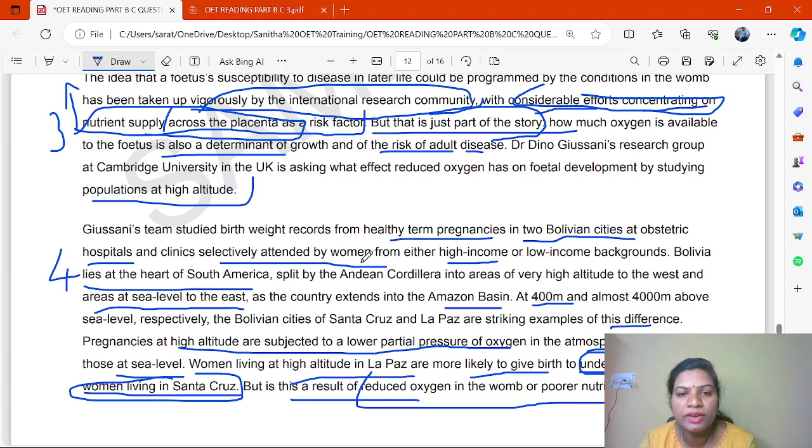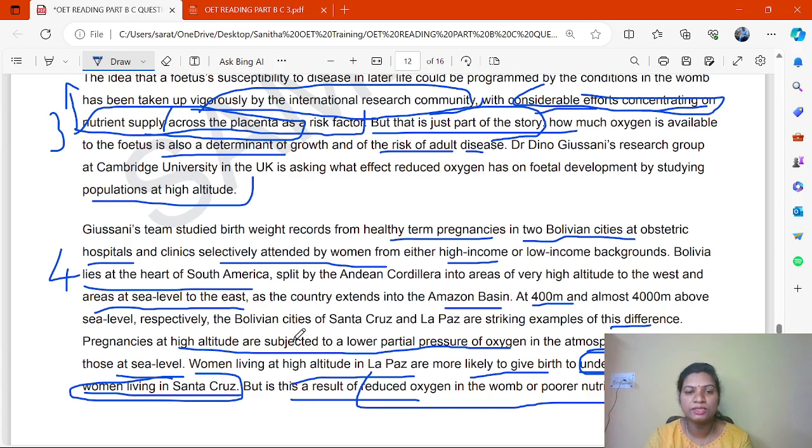Gusani's team studied birth weight records from healthy term pregnancies in two Bolivian cities at obstetric hospitals and clinics selectively attended by women from either high income or low income backgrounds. Bolivia lies at the heart of South America, split by the Andean Cordillera into areas of very high altitude in the west, and areas at sea level as the country extends into the Amazon basin, at 400 meters and almost 4,000 meters above sea level, respectively. The Bolivian cities of Santa Cruz and La Paz are striking examples of this difference.